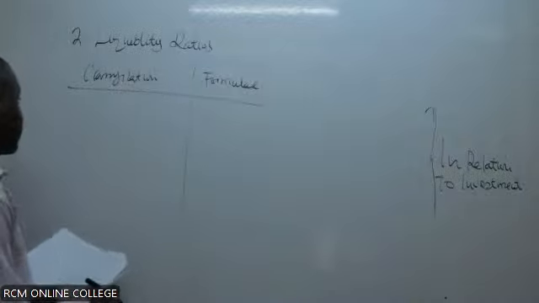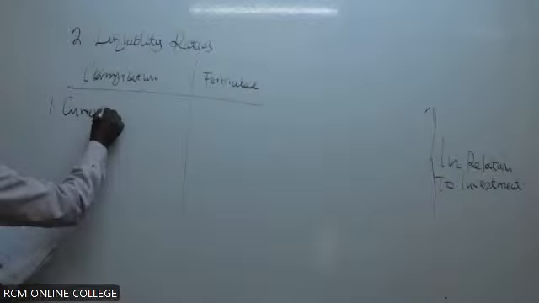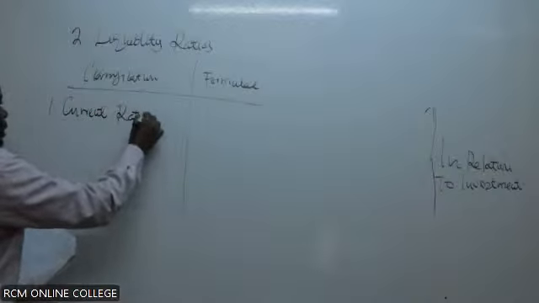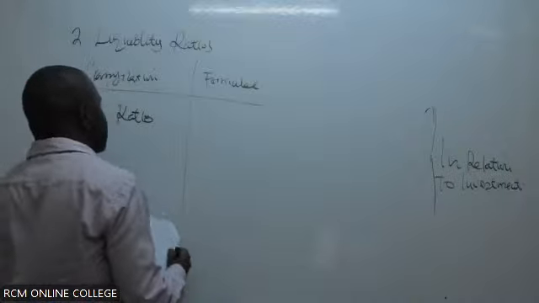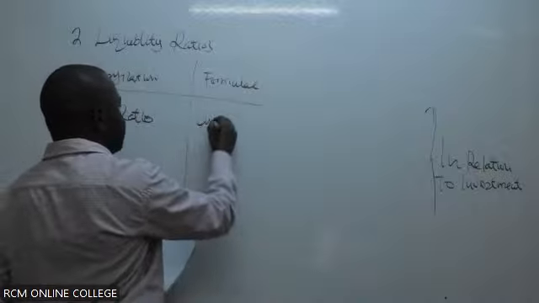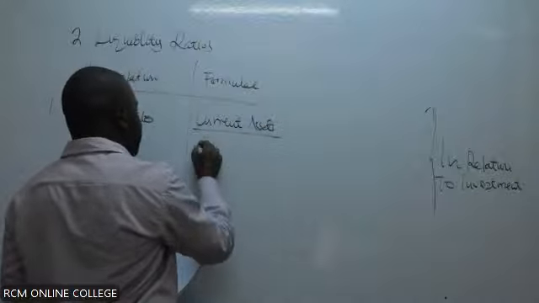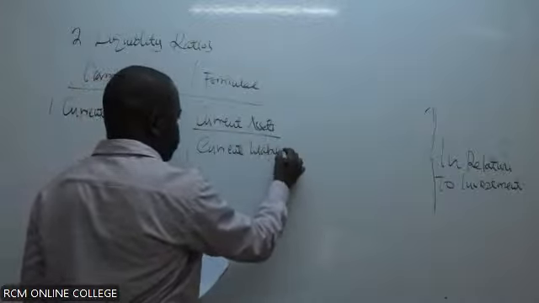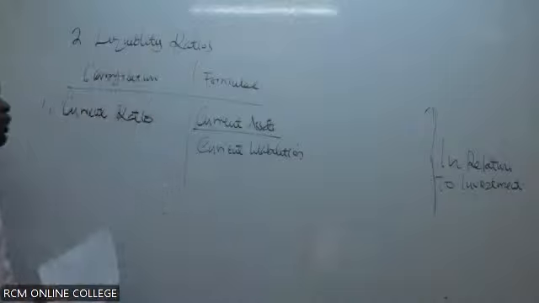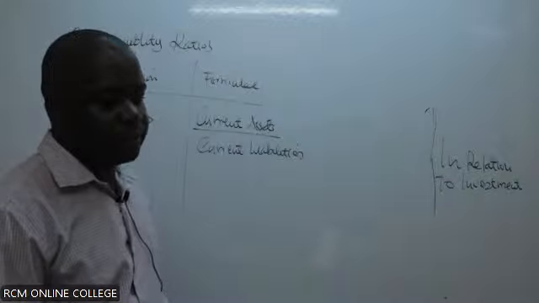So in this case, you have what we call the current ratio. The first one here is the current ratio. For the current ratio, the formula is current assets divided by current liabilities. It is not expressed in a percent.